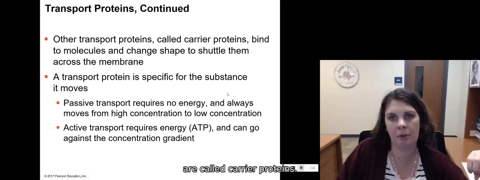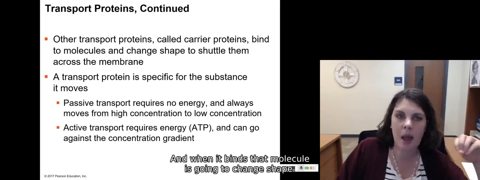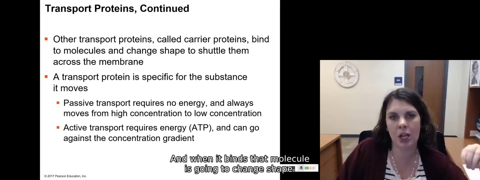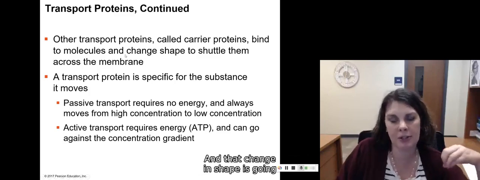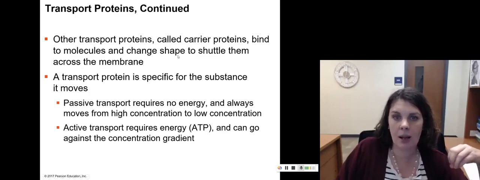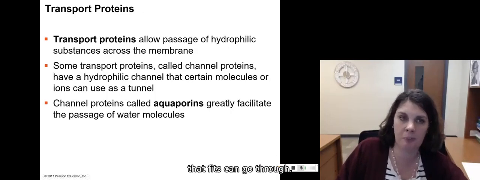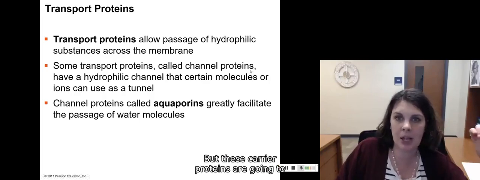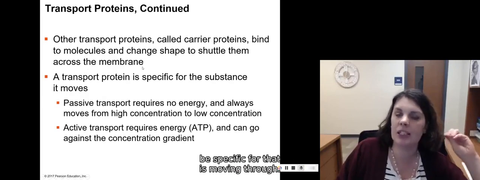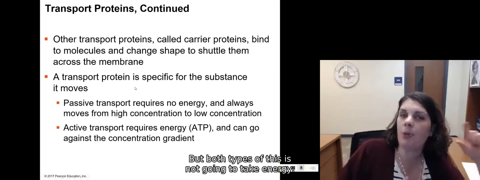Some types of transport proteins are called carrier proteins, and they're going to be specific for one type of molecule, and when it binds to that molecule, it's going to change shape, and that change in shape is going to allow them to cross the membrane. So with channel proteins, anything that fits can go through, but these carrier proteins are going to be specific for what it is moving through.